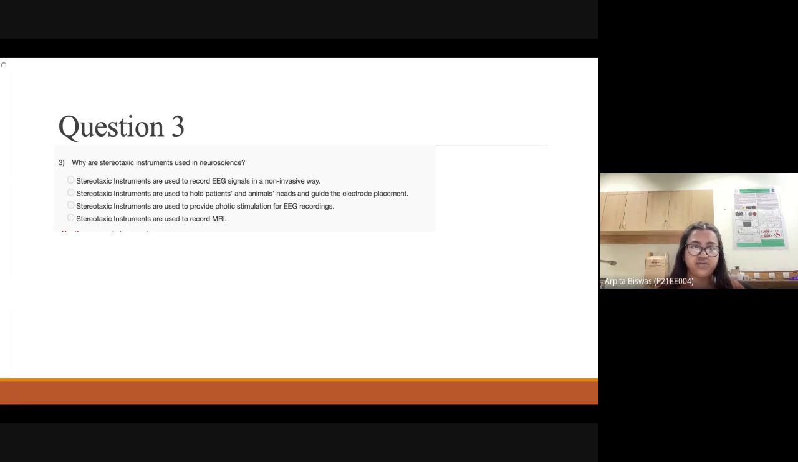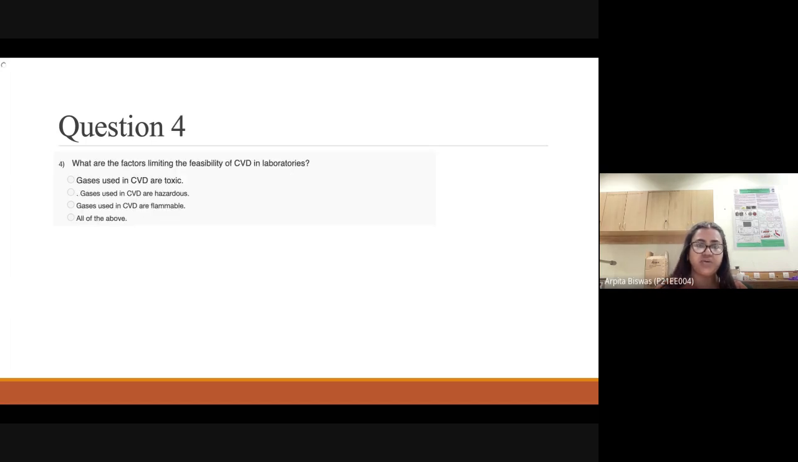Option B. Okay, any other students? Nanda, what is the right option? And Srujana. Yes, the right option is option B. Stereotaxic instruments are used to hold patients' and animals' head and guide the electrode placement. Okay, so next we move toward question number four.